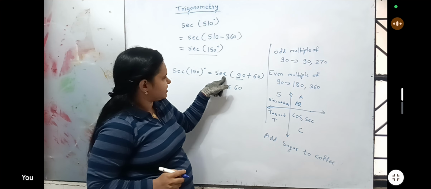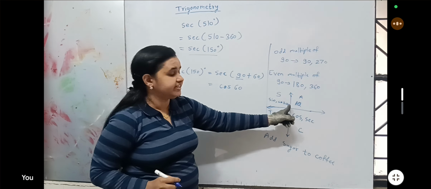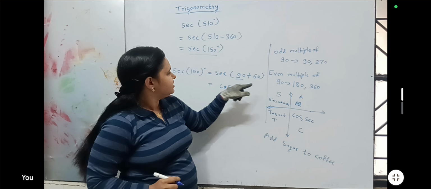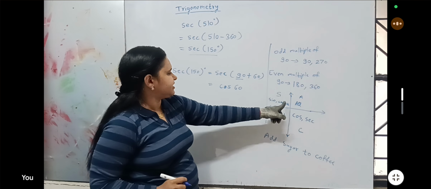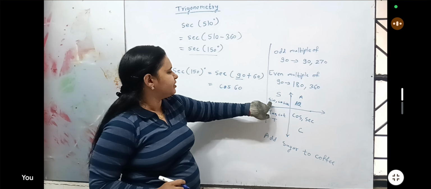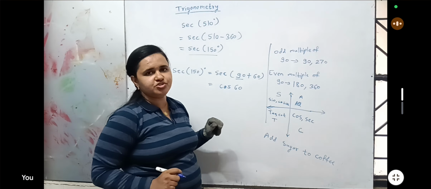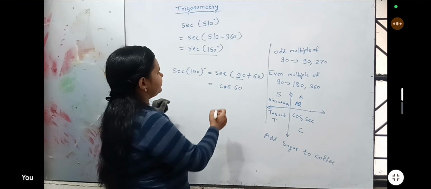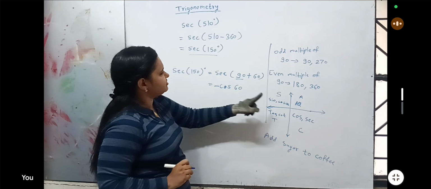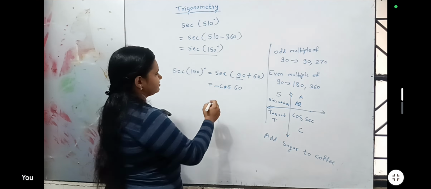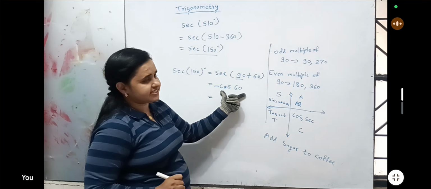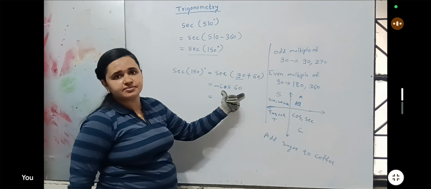It is sec, and 90 plus 60 means it is going into the second quadrant. But in the second quadrant, only sine and cosec are positive. All the other ratios are negative. So it will be negative. Sec is negative in the second quadrant. Okay.